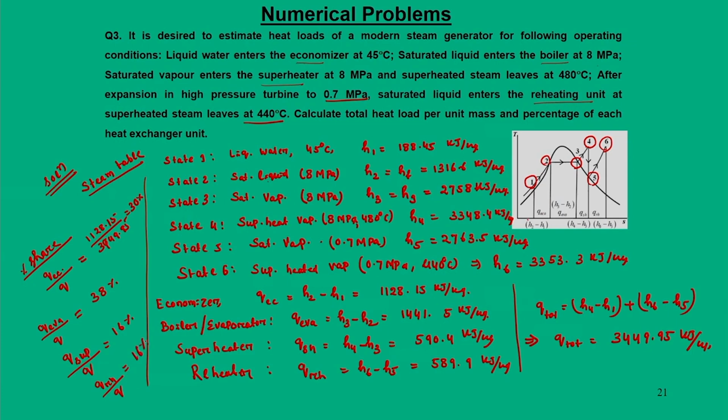So, basically speaking, this is the heat load distributions across different components of a steam generator unit.